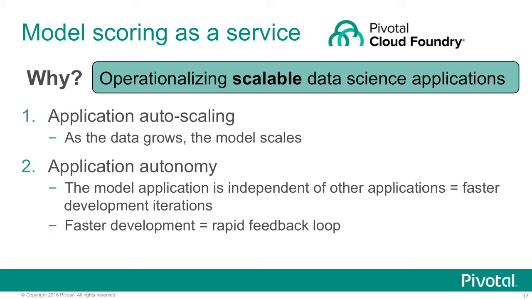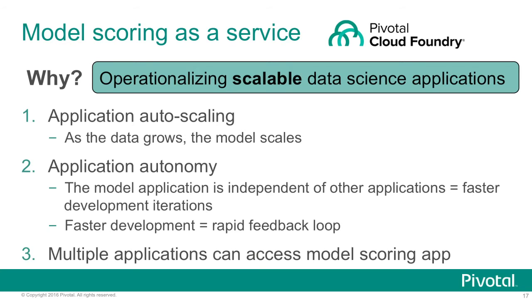And then application autonomy. The model application is completely independent of the other applications, which gives you faster development iterations. If you just want to make a change to the scoring app, it's just one thing you have to mess with. And of course, if you have faster development iterations, you get faster feedback loops, which overall just speeds up the entire process. Also, multiple applications can access the model scoring app. So if you have multiple sensors, you might want to have one scoring app, and they all submit data and they all get responses.